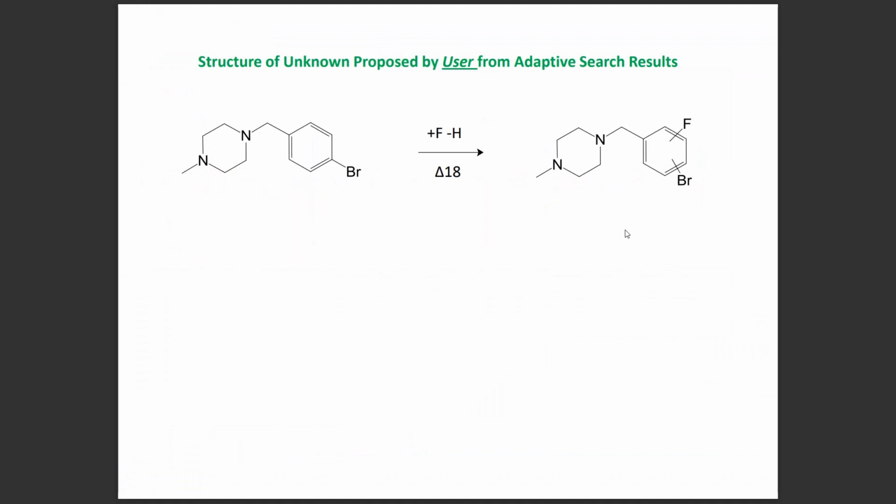So in the adaptive search, you don't just get a structure, you have to take the information and propose a structure. So here's the structure of the unknown proposed by the user from the adaptive search results. You can see we started out, this is the result over here for the adaptive search, and it says that we had a delta 18, and we're proposing that fluorine has replaced hydrogen on the structure. I started with the idea that it's probably on the aromatic ring. It could be on the other ring, but you don't really know which isomer it is.